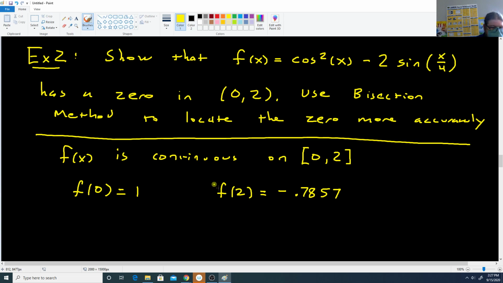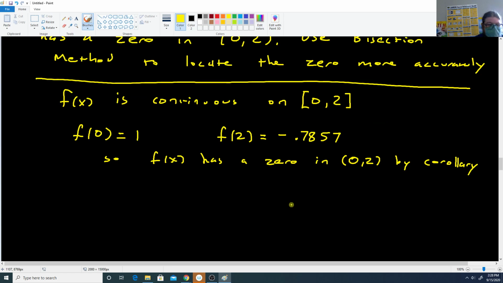So this is continuous. f of 0 is positive, f of 2 is negative, so these have opposite signs. Then by our corollary, f of x has a 0 in 0 to 2. So we proved that there's a 0 there. We don't know exactly where it is, but we know it's in 0 to 2.